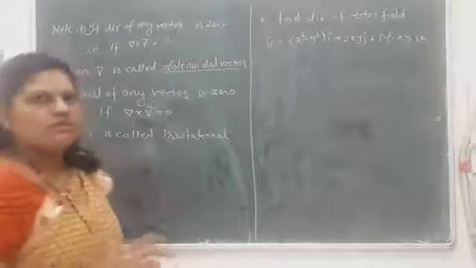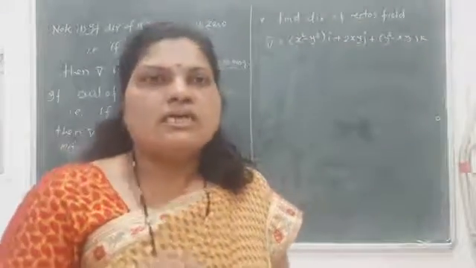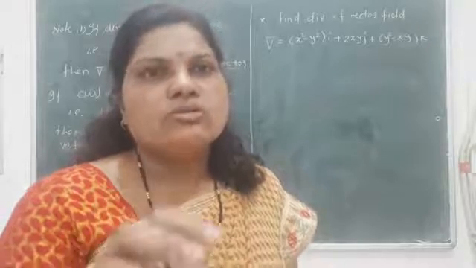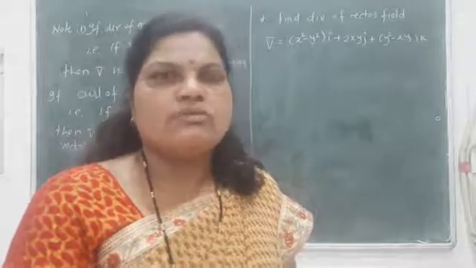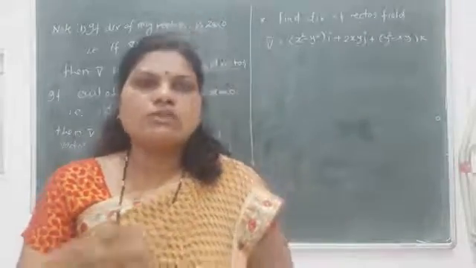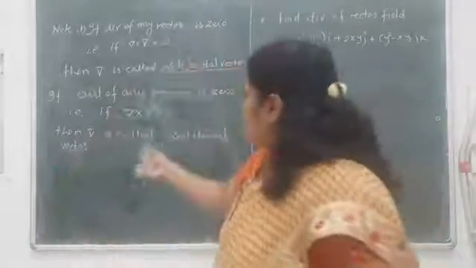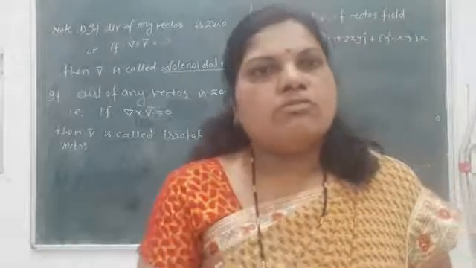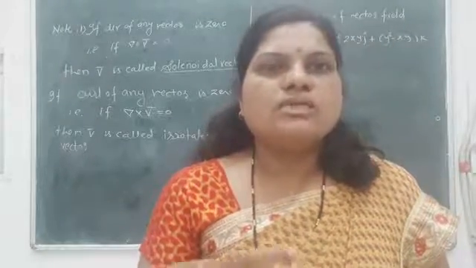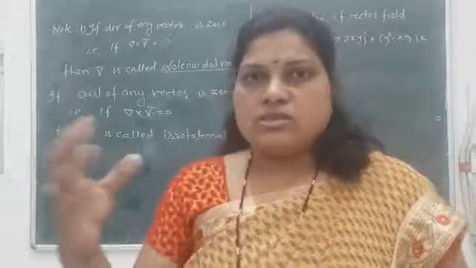Now if we take del cross V bar, that means there is no rotation to that vector. If we take the example of a fluid, suppose a particular fluid is flowing with a velocity V bar, and suppose del cross V bar is equal to 0, that means there is no rotation to it.